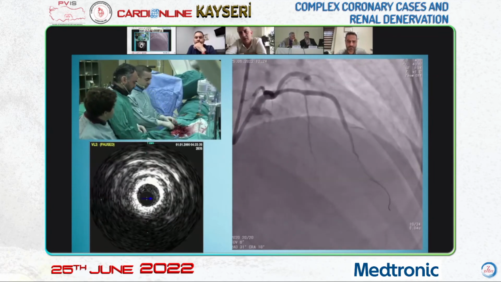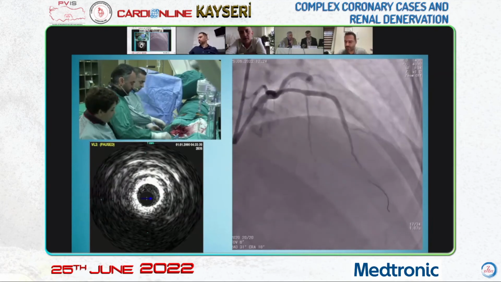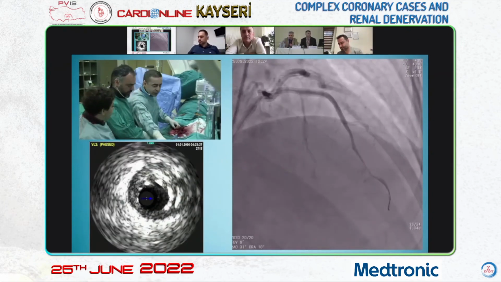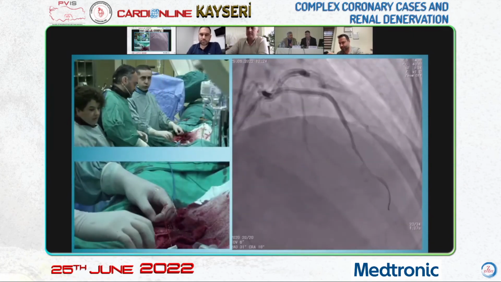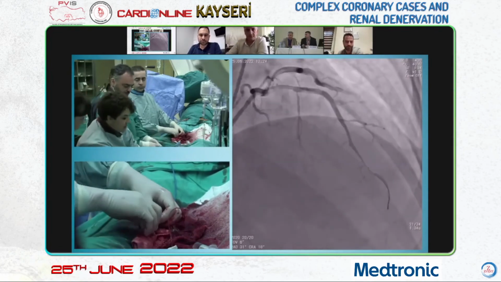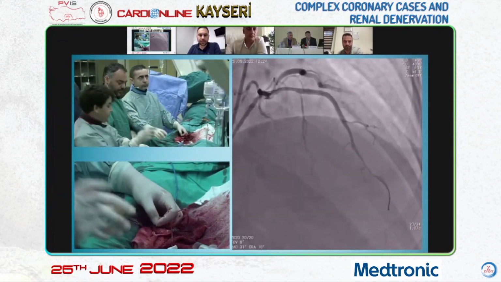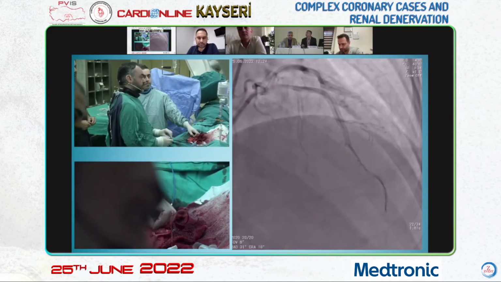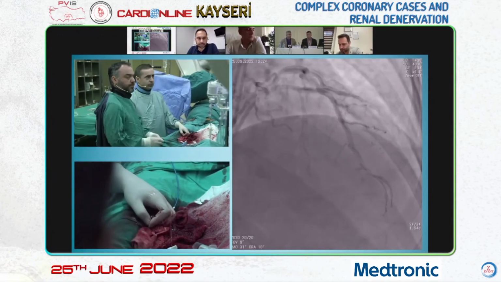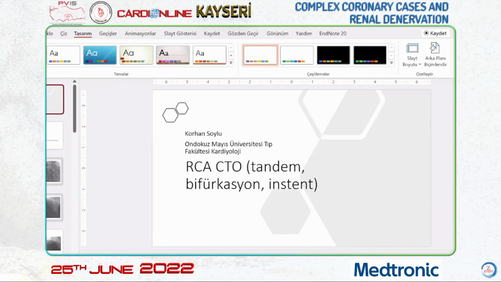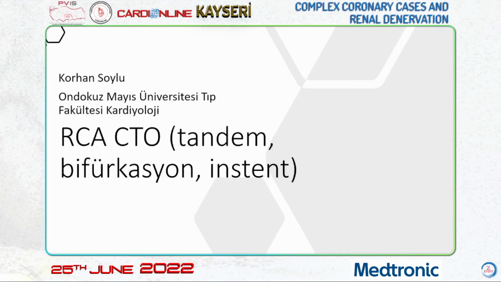I guess that there's a case of Safa. But let's continue with Korhan's case. We will continue with Korhan's case. We will have the last imaging. Korhan, can you present your case? Can you see my screen?